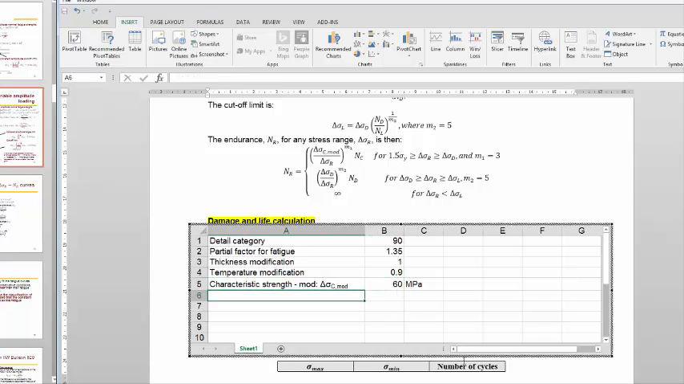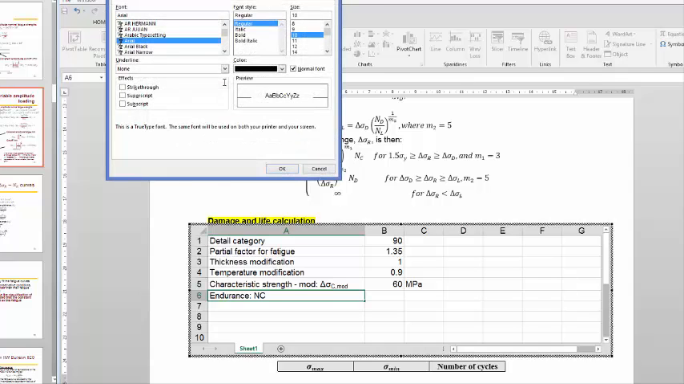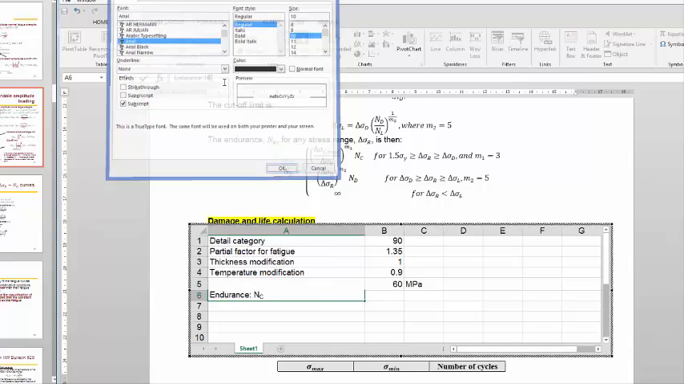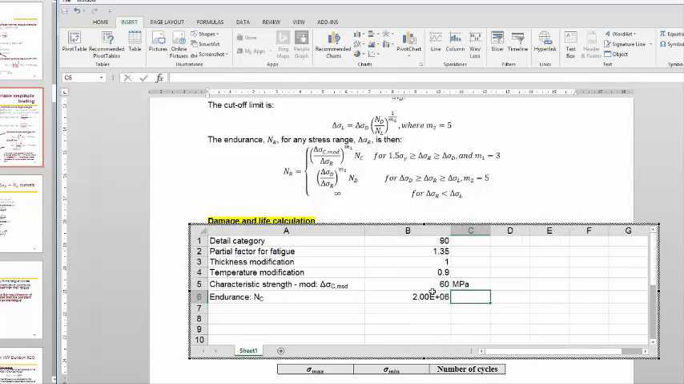Then what we have is the endurance NC, and the endurance NC is at the characteristic strength. And what do we know at the characteristic strength? That is equal to 2 million cycles. So it's 2 times 10 to the 6 cycles. It needs a little bit of space here, so it's 2 million cycles.